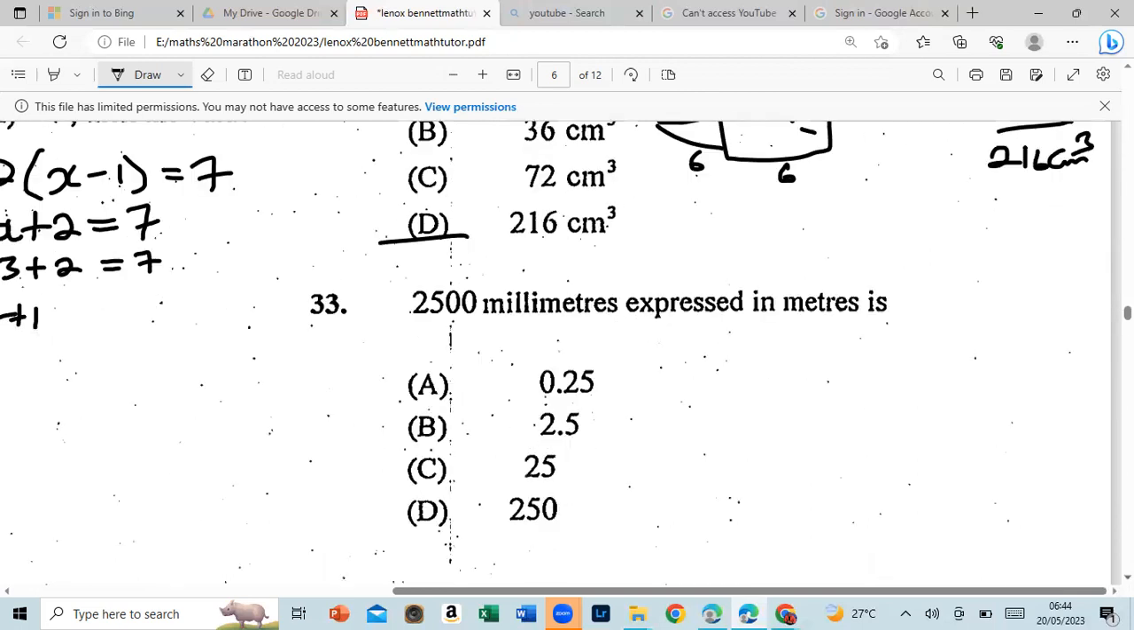Alright, so we have 2,500 millimeters expressed in meters. Now it takes 1,000 millimeters to make a meter, so all we have to do is divide by 1,000. Decimal places here, so we can snap away. So that will be 2.5.